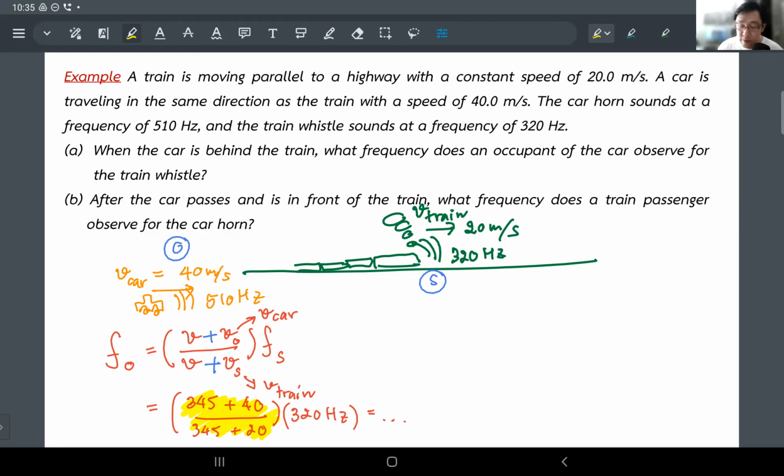Where did you get, okay, 345 is given. 345 is usually given. So maybe take V to be 345. That's given in meters per second. There you go. Okay, sounds good.